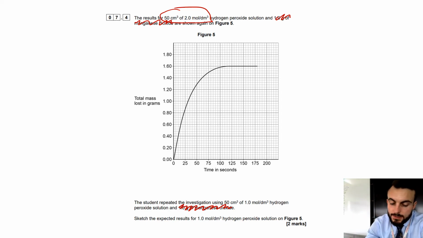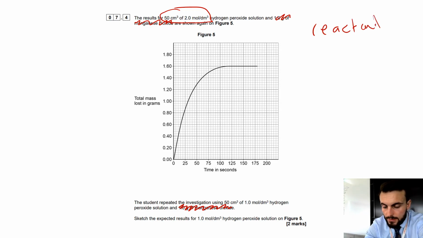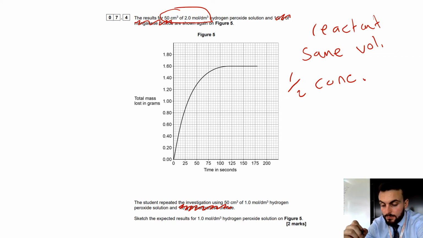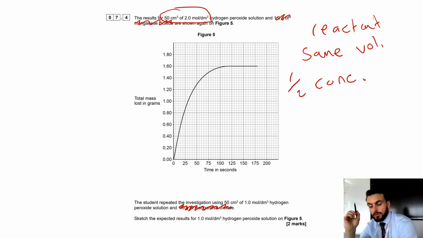Now when we're doing this, we've got the same volume. Now remember, hydrogen peroxide is a reactant in this, and we've actually got the same volume because we're still using 50 centimeters cubed, but we've actually got half the concentration. So that means first off, the rate is going to be less because we actually have a lower concentration of reactants at the start of this reaction. So that means we're going to have a less steep line.